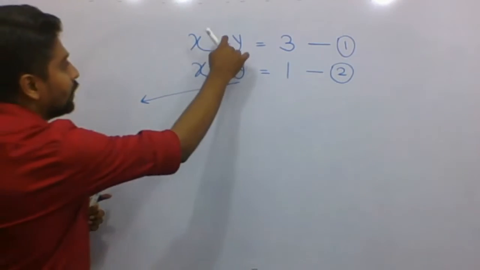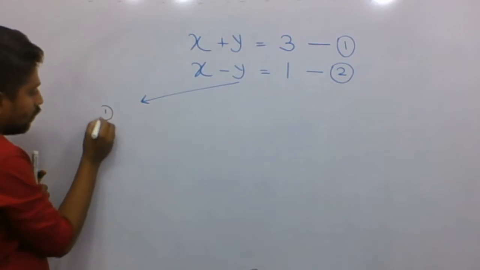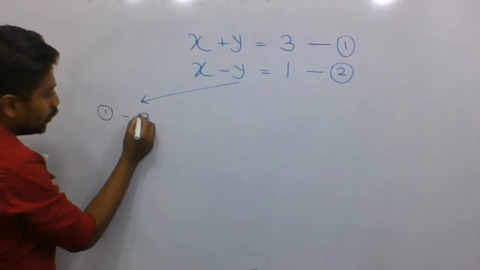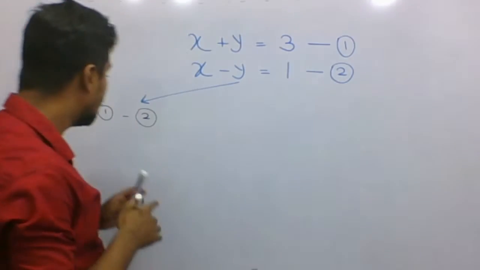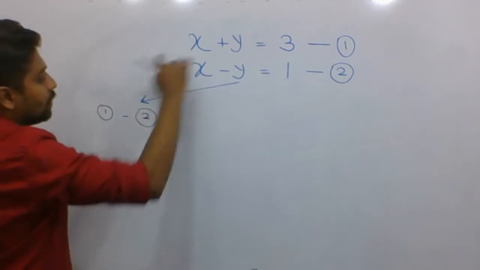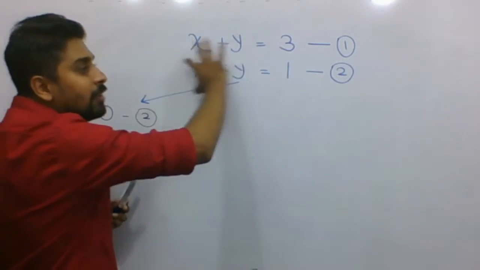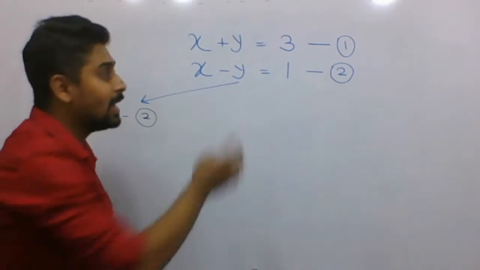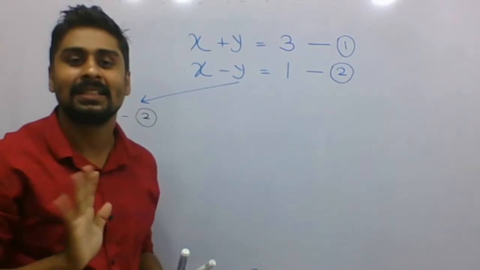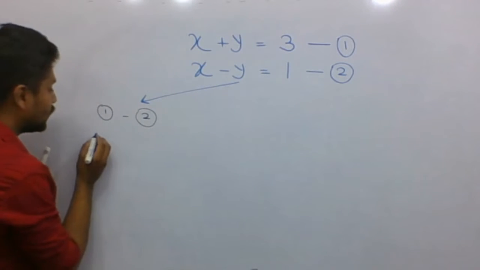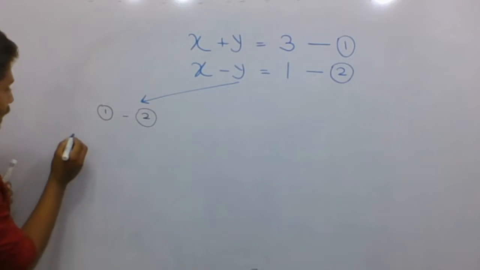So look at this one. First, my 1 minus 2. You have to write this instruction like that: 1 minus 2. Okay, let's do 1 minus 2 here. How to do the subtraction? We subtract the left side of this equation from the left side of the other equation, and the right side of this equation from the right side of the other equation. This is the method. Look here, this is what I will write here.